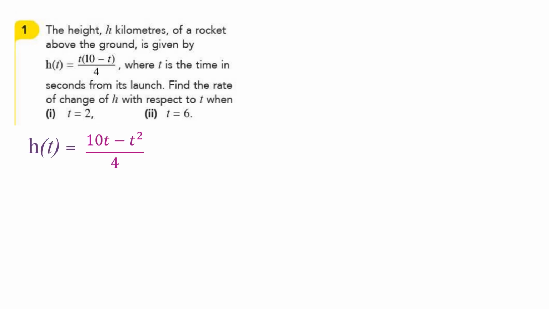So step number 1 is to simplify, expand the bracket. So you end up getting (10t - t squared)/4. And to make our differentiation even easier, let's separate it such that we make it into 1/4 times (10t - t squared). Why do you want to do that? It's because we are just interested in differentiating 10t and t squared. Right. Some of you may want to put it this way.